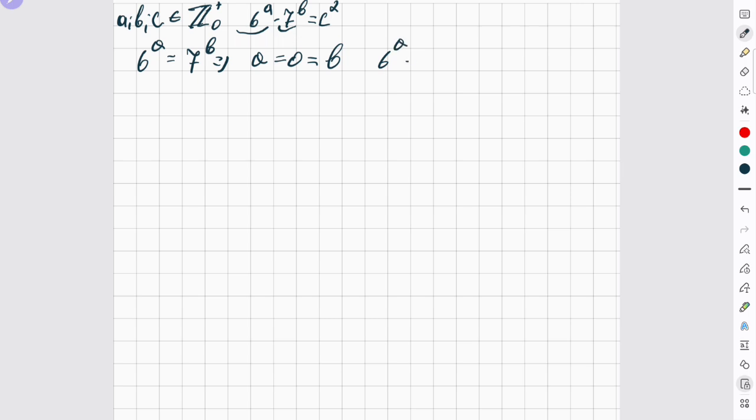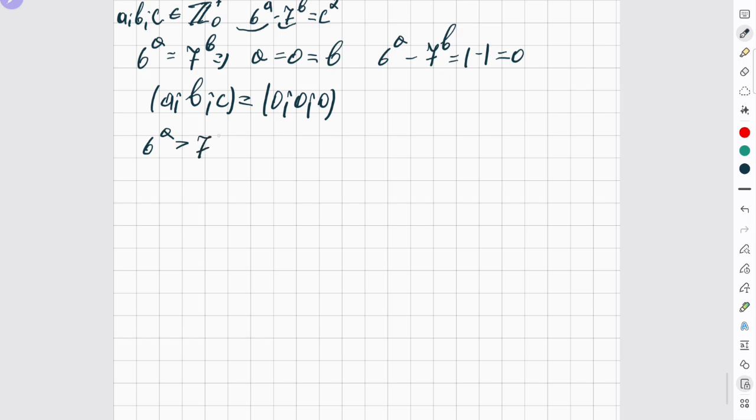And we can say that 6 to the power A minus 7 to the power B is 1 minus 1, which is 0. That is why we will get this triplet A, B, C, and all of them are just 0. Now, let's consider that 6 to the power A is greater than 7 to the power B. At that time, let's just look at this equation in mod 3.